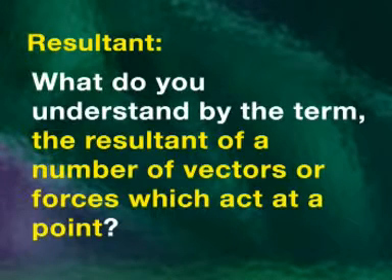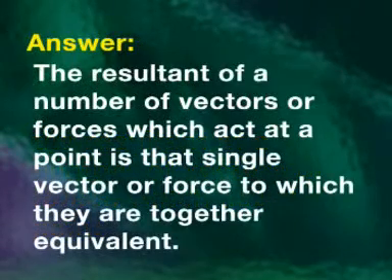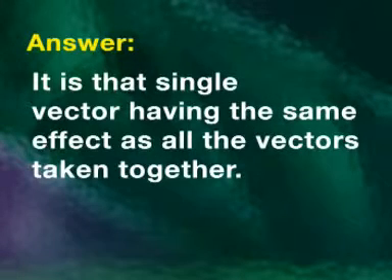What do you understand by the term the resultant of a number of vectors or forces which act at a point? The resultant of a number of vectors or forces which act at a point is that single vector or force to which they are together equivalent. It is that single vector having the same effect as all the vectors taken together.